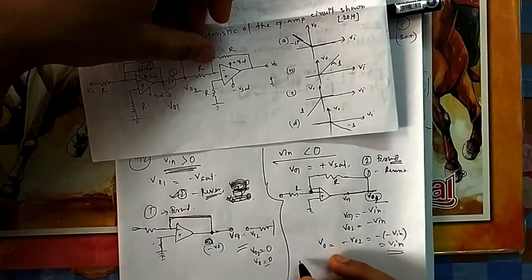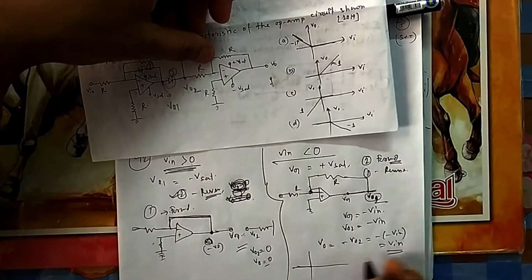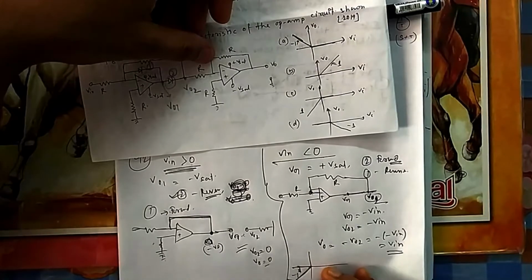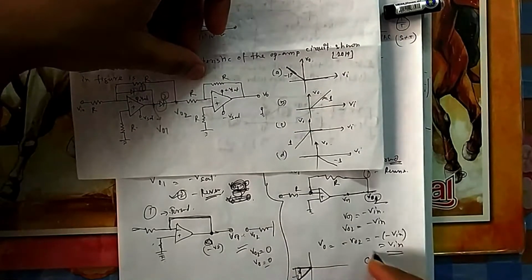So what is the equation? If V0 equals V in, V0 is also negative, so V out is also negative. So the graph will be a y equal to x line with slope 1. If x is negative, then y is also negative, so this is the line. So that means option C.